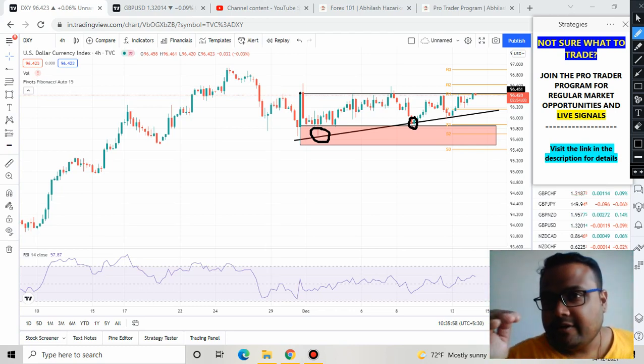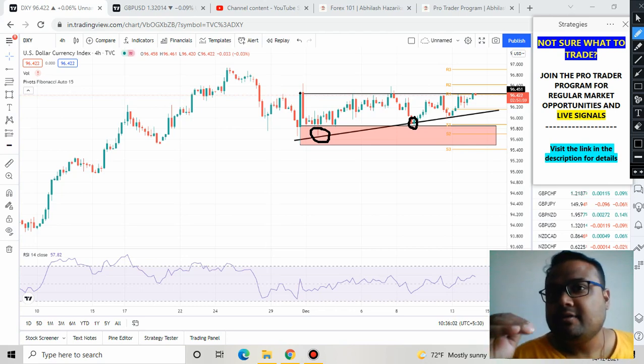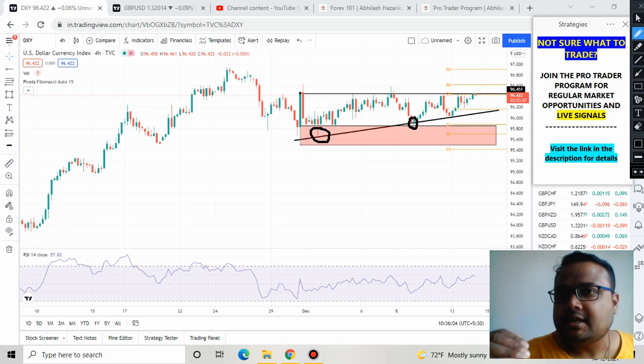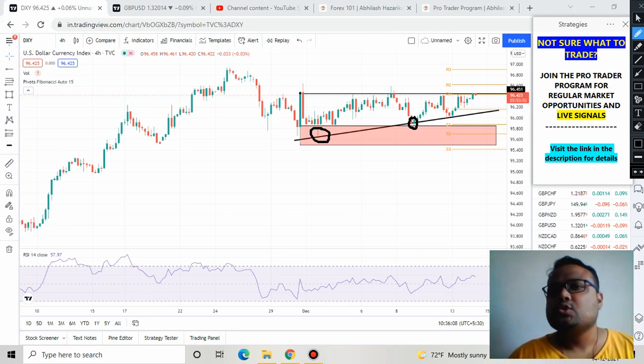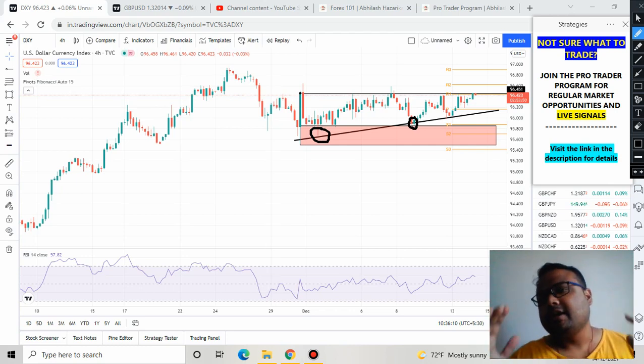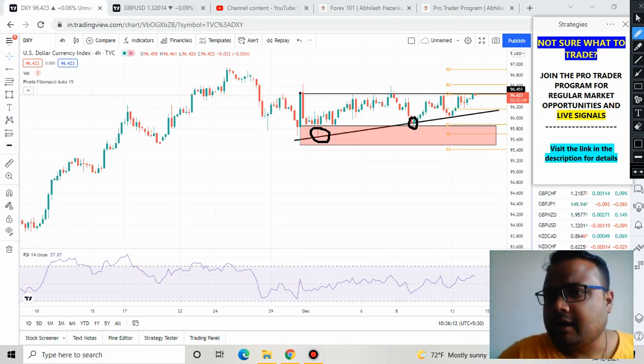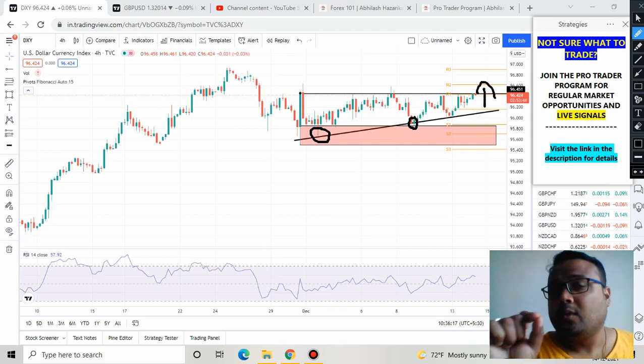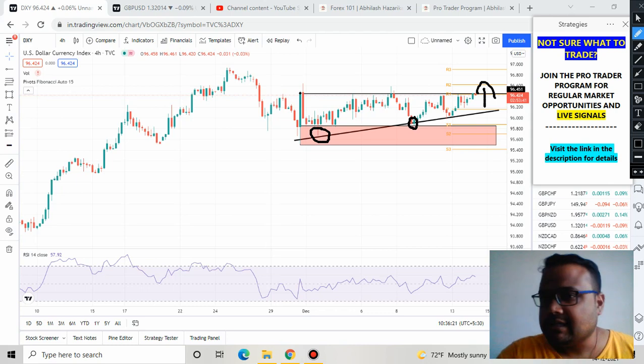DXY is standing at the resistance. Resistance is a place of sellers, but still buyers have not surrendered yet. They are still trying their best to take the price upward. And in a market scenario like this, whenever we see an ascending triangle pattern, generally we see market breaking the resistance and going up. Maybe it will come down again, but at one point of time there is a good possibility of DXY breaking the resistance and going up.